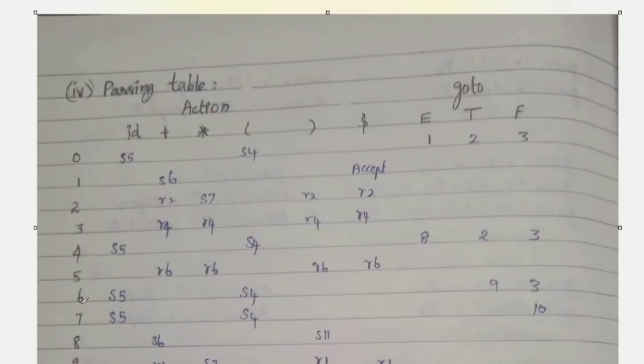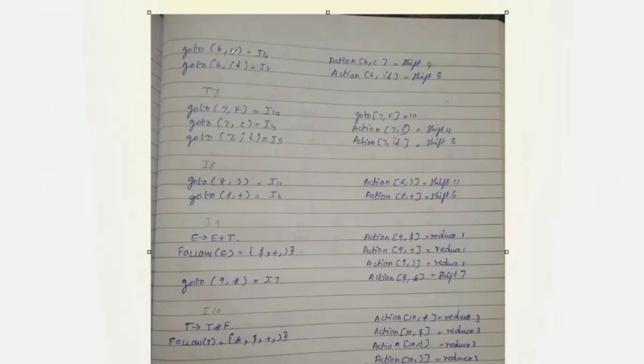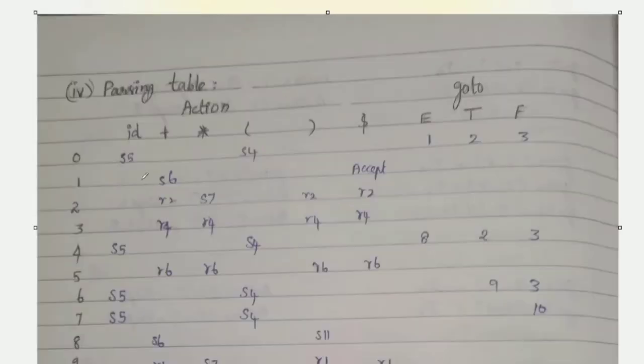In the given parsing table, 6 T 9, 6 F 3. Then go to 6 comma open bracket I4, go to 6 comma ID I5: these two are terminal symbols. Then write table entries: action 6 comma open bracket I4 as shift 4, action 6 comma ID I5 as shift 5. In the given parsing table, 6 ID shift 5, 6 open bracket shift 4.